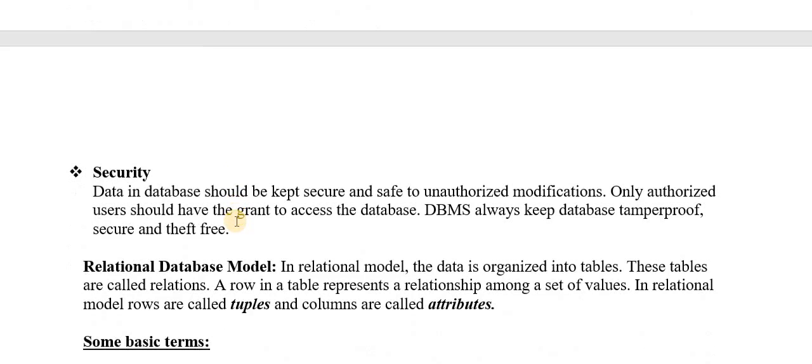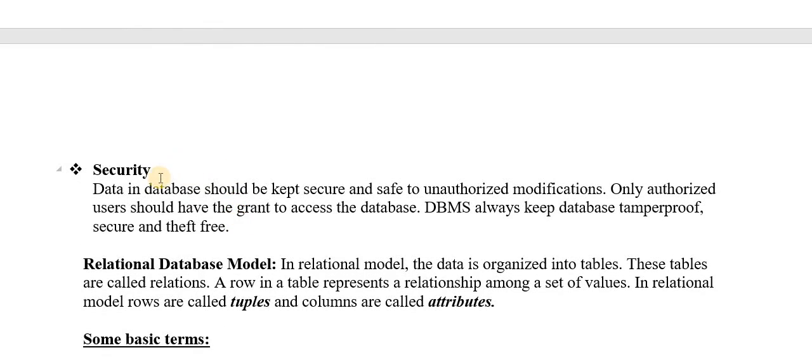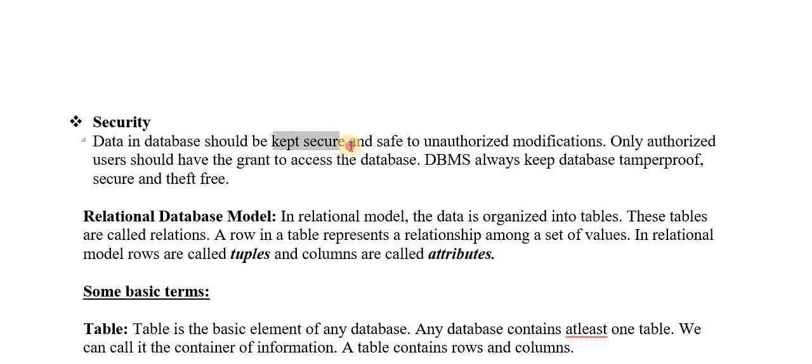Okay, and security. Data in a database should be kept secure and safe from unauthorized modification. Using a DBMS you can secure the data, so unauthorized users cannot modify your data. Only authorized users should have the grant to access the database. Only authorized users have the permission to access, manipulate, and modify the database. A DBMS always keeps your database tamper proof, meaning it controls modification, and keeps it secure and theft free.